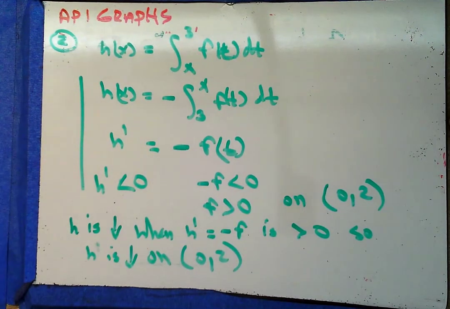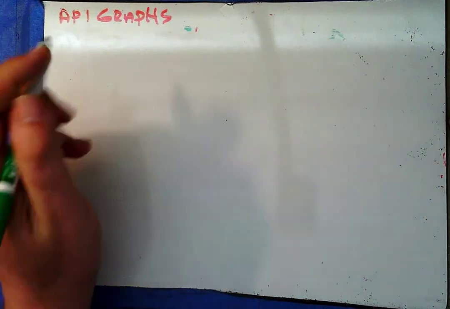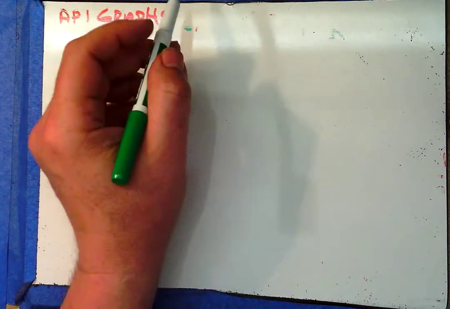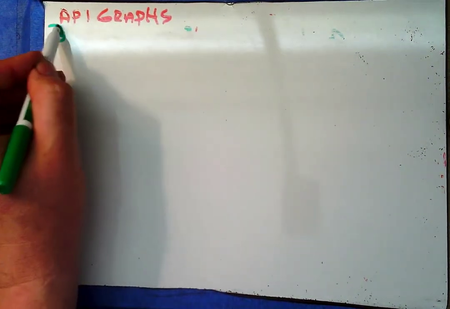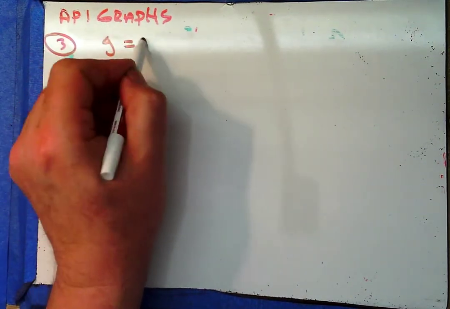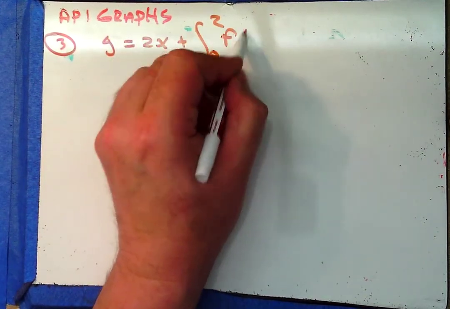Let's take a look at problem number 3. Are some of these starting to feel the same even after just 2 of them? Let's see how they feel after 3. Okay, g of x in problem number 3. Ooh, let's switch colors again, just cause.